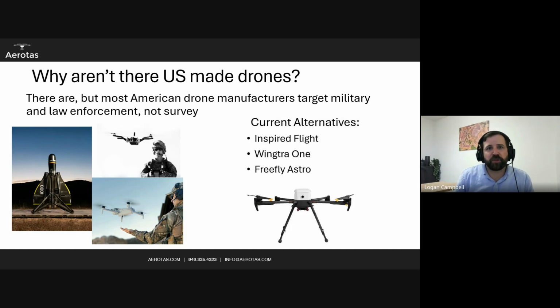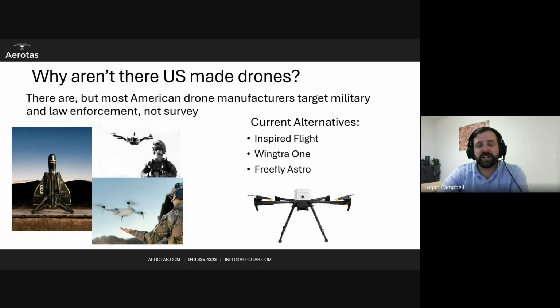So the three main alternatives to DJI, at least in the LiDAR capable non-Chinese made drone category, are: Inspired Flight makes one, that picture in the bottom right is the Inspired Flight IF800. There's the Wingtra One, which is a fixed wing hybrid VTOL. It's made in Switzerland, I believe, and Freefly makes one as well. But they're hard to recommend. They are not fully competitive with DJI yet, but they do have the advantage that they are going to be outside of the Chinese ecosystem, which is really big.